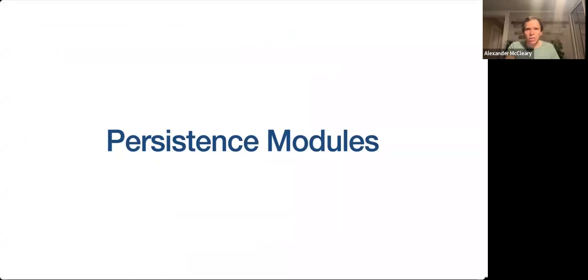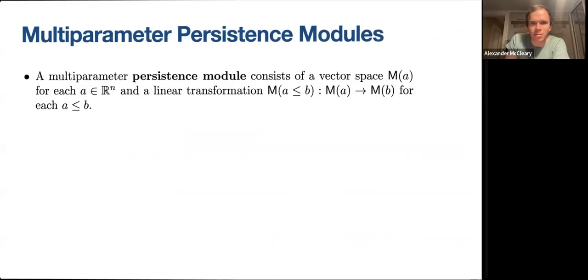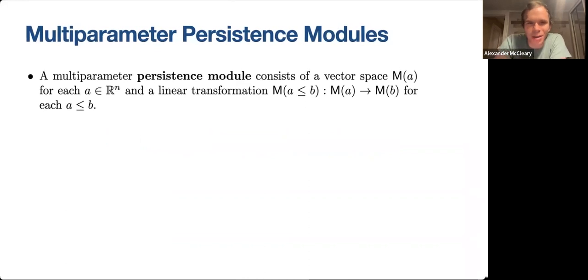Okay, so just like in the 1D setting, when we had persistence, we started with filtrations, we applied homology to filtrations to get persistence modules. We can do the same thing in the multi-parameter case. We started out with multi-parameter filtrations, which had a topological space or a simplicial complex at each point in R^n. And then we had an inclusion from the space at A to the space at B, whenever A is less than or equal to B.